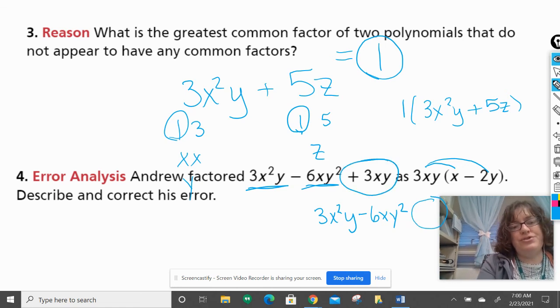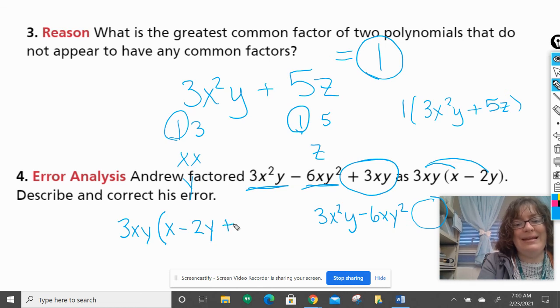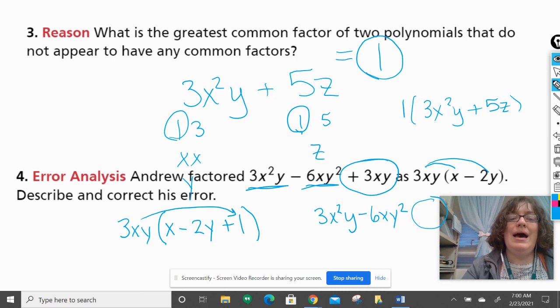And so if Andrew were actually going to do this, he is absolutely correct that the greatest common factor is 3xy. But then what I would be left over with is an x minus 2y, and then I need that plus 1 so that when I distribute, I get that 3xy as one of my terms of my original problem.